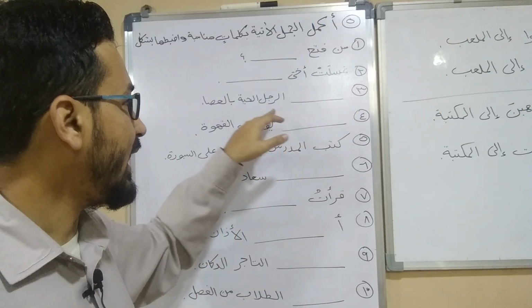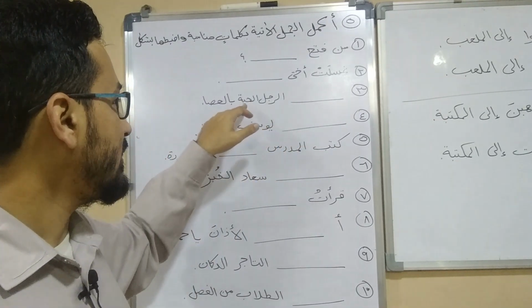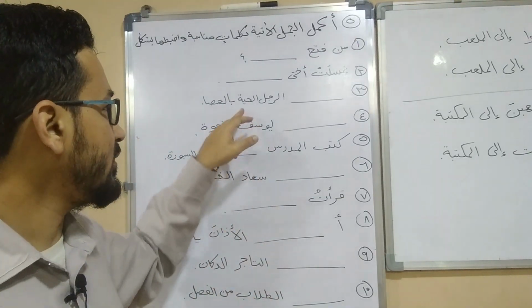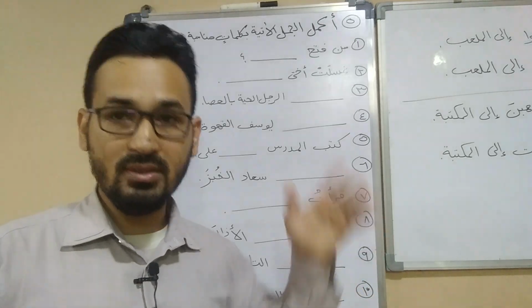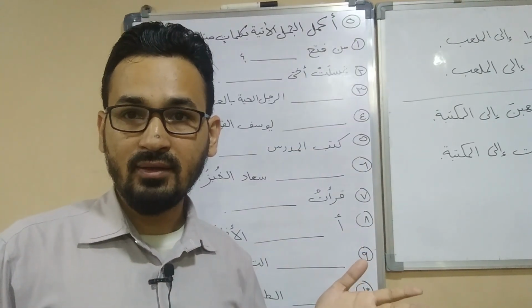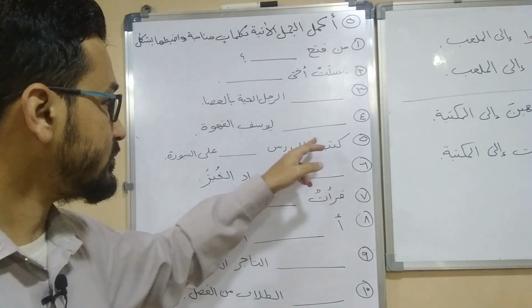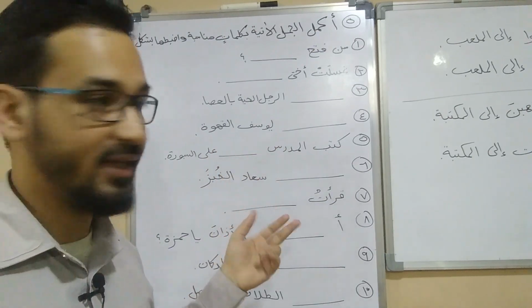Number 3, Al-Rajulu al-Hayyata bil-Asa, the man, the snake with the stick. आदमी ने सांप को लकड़ी से क्या किया? कतला और ज़रबा. Okay, the man killed or the man hit. Number 4, Yusuf al-Ghahwa, shariba Yusuf al-Ghahwa.